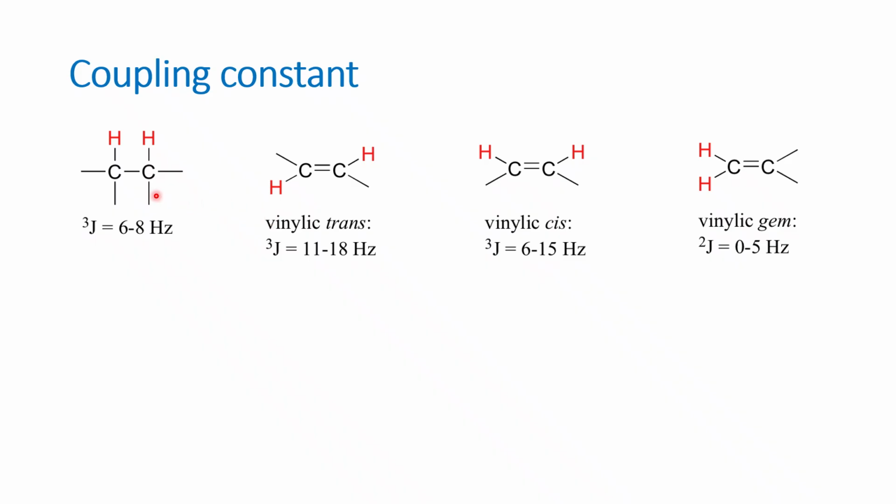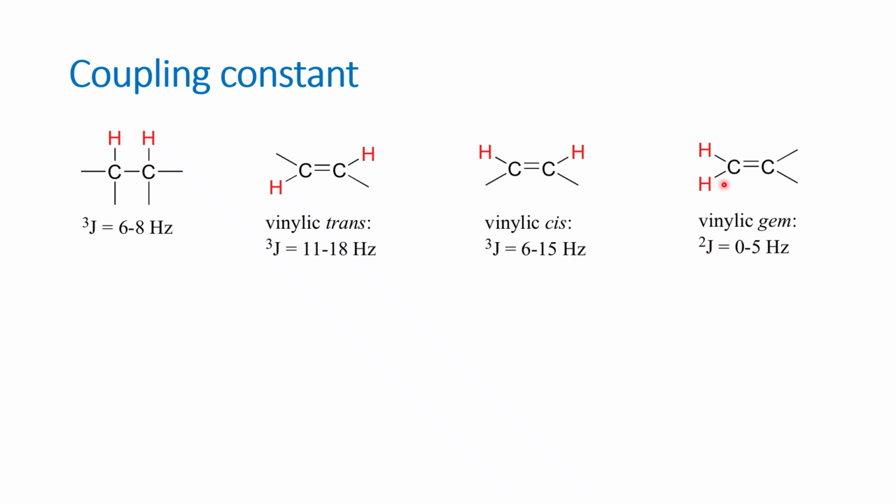So now let's see the characteristic J values for certain types of protons. This is a typical acyclic proton. When two non-equivalent protons in an open chain are coupled, the J value is between 6 and 8. But when it is vinylic trans, the J value is 11 to 18. If it is cis, it is between 6 and 15. And if it is on a geminal carbon, then it is around 0 to 5 hertz.